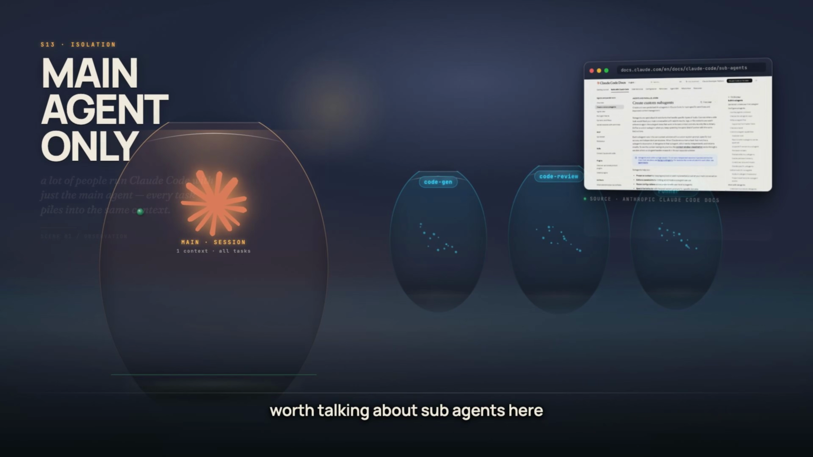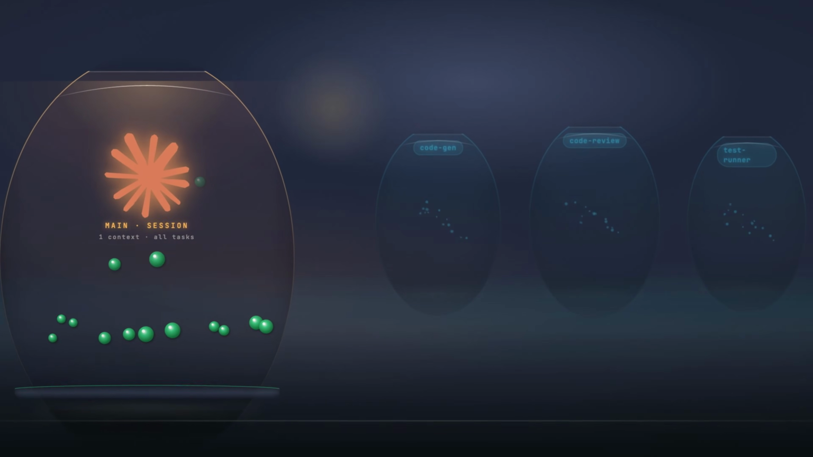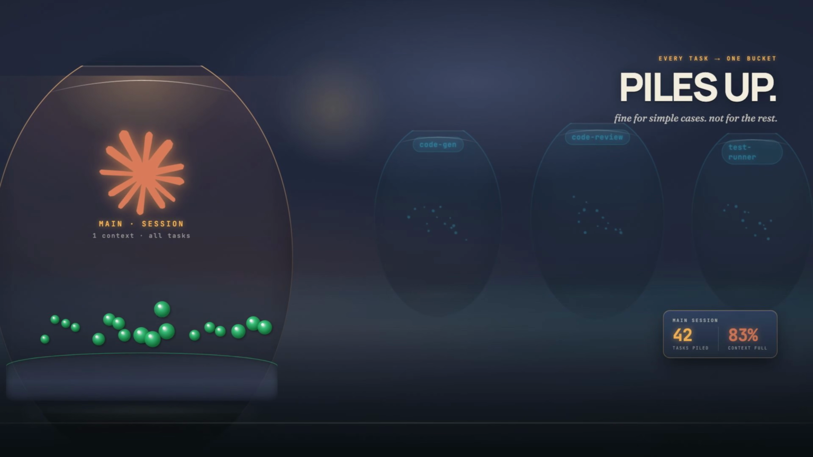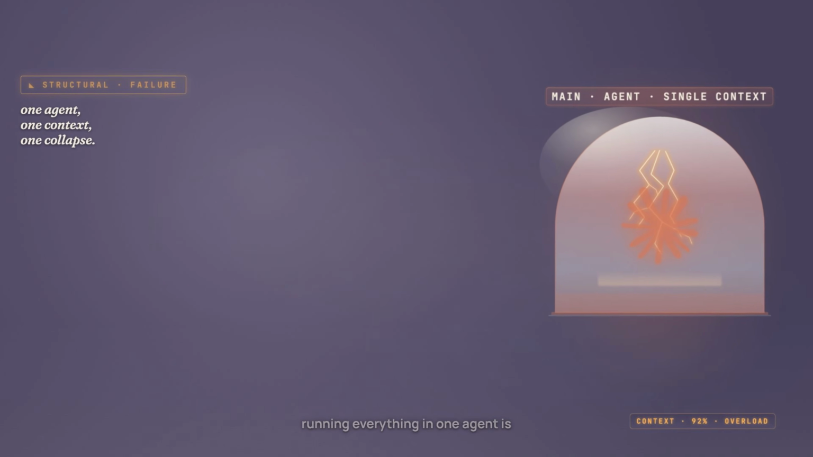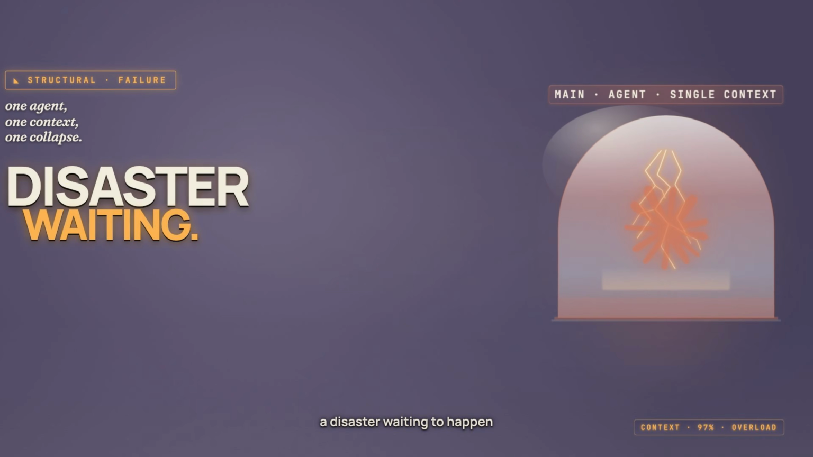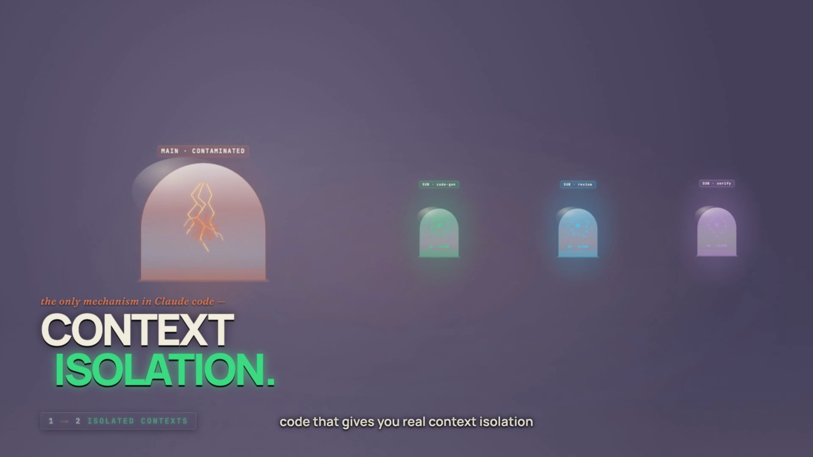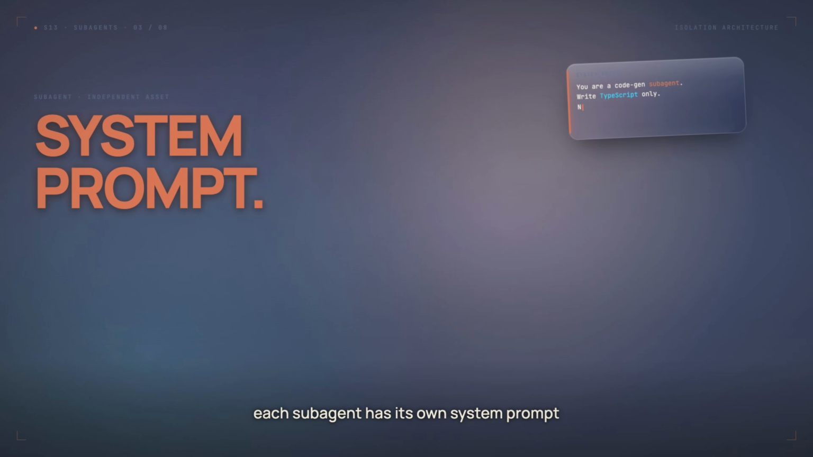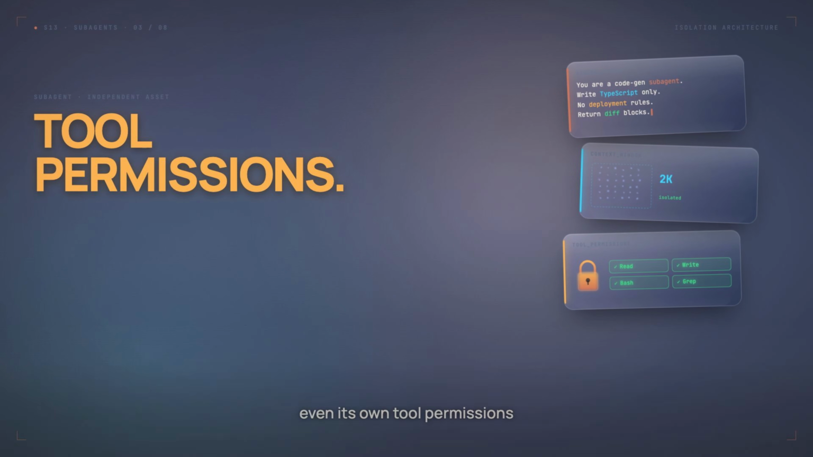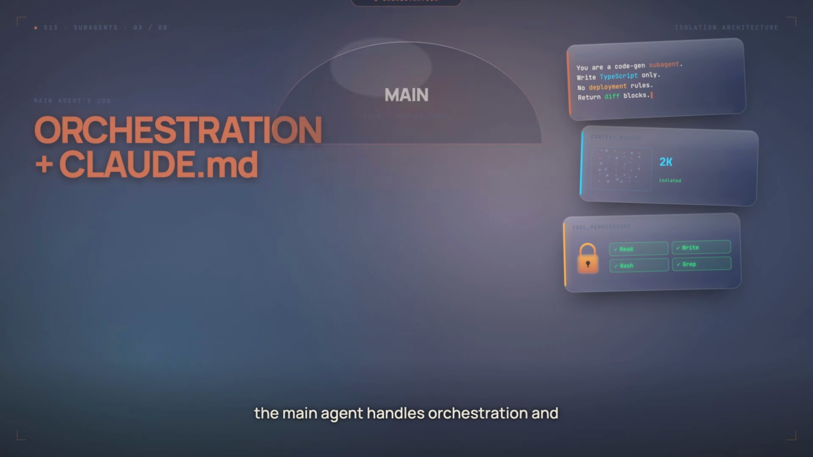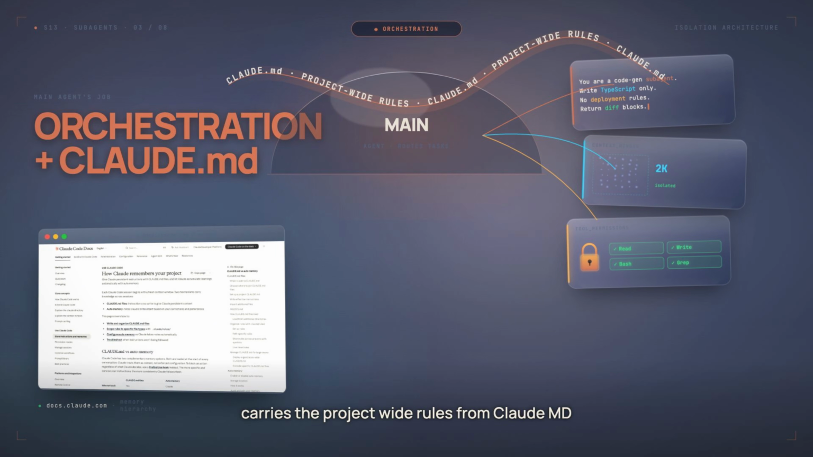Worth talking about subagents here. A lot of people use Claude Code with just the main agent. Every task piles into one session. That's fine for simple cases, but once your workflow gets complex, running everything in one agent is a disaster waiting to happen. Subagents are the only mechanism in Claude Code that gives you real context isolation. Each subagent has its own system prompt, its own context window, even its own tool permissions.